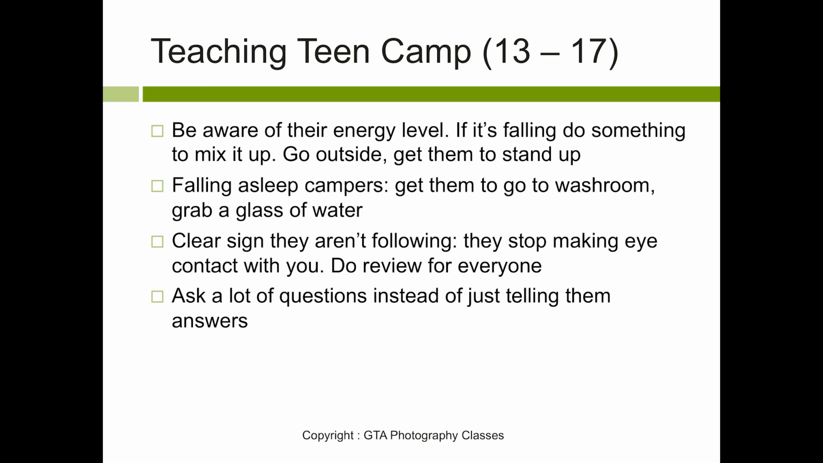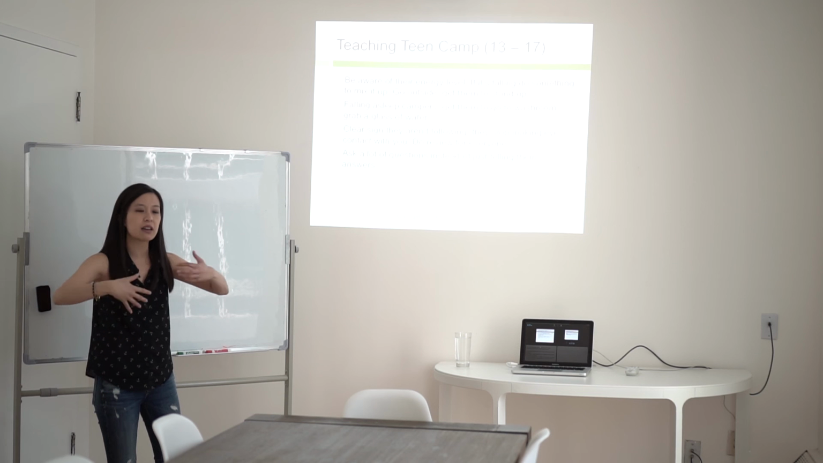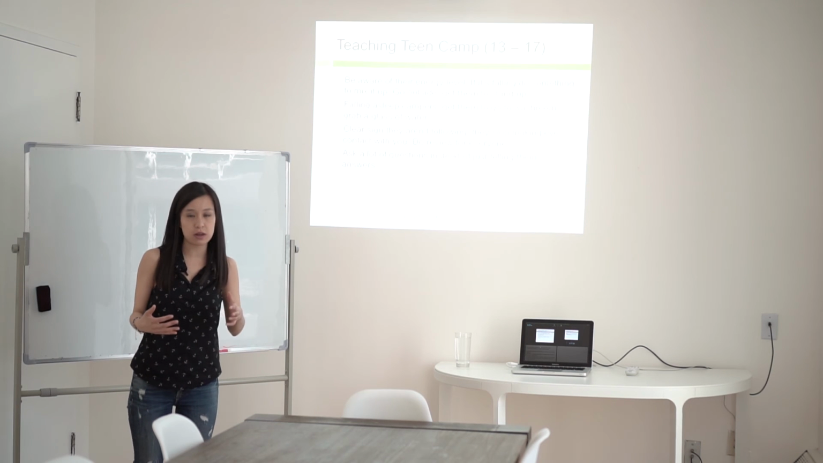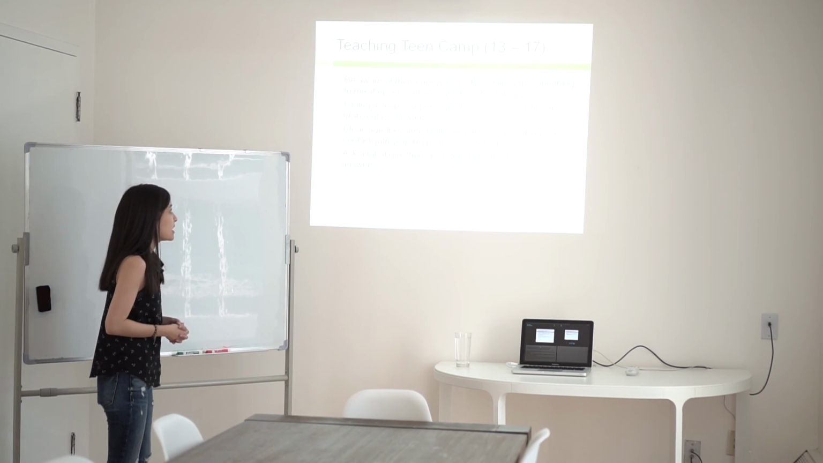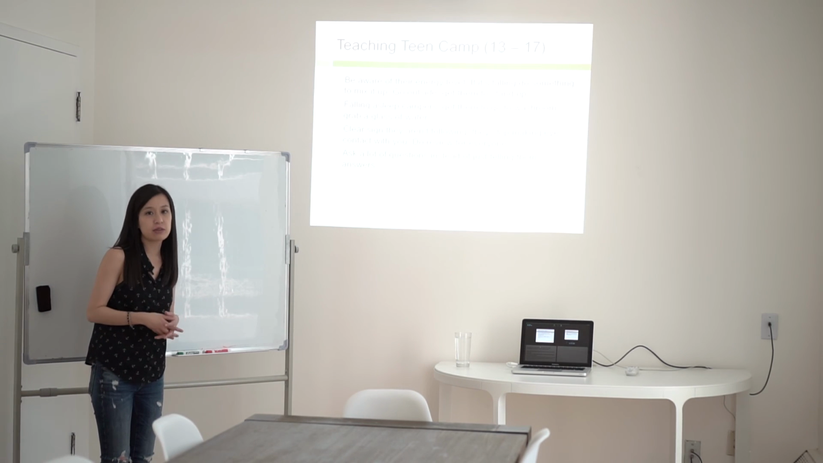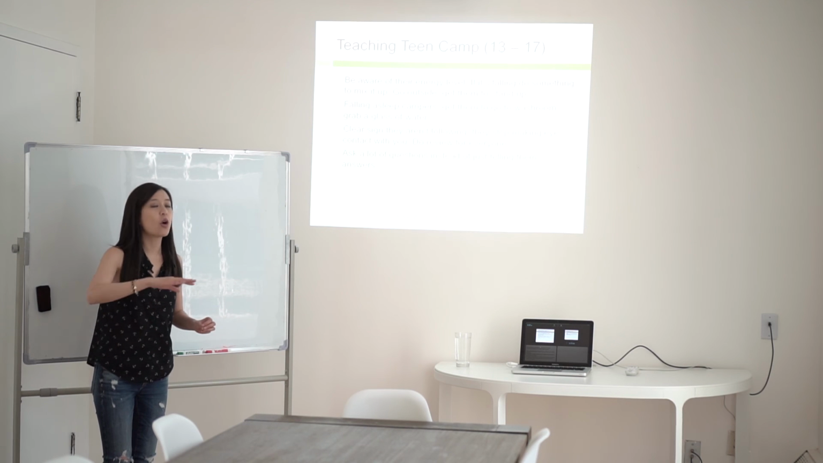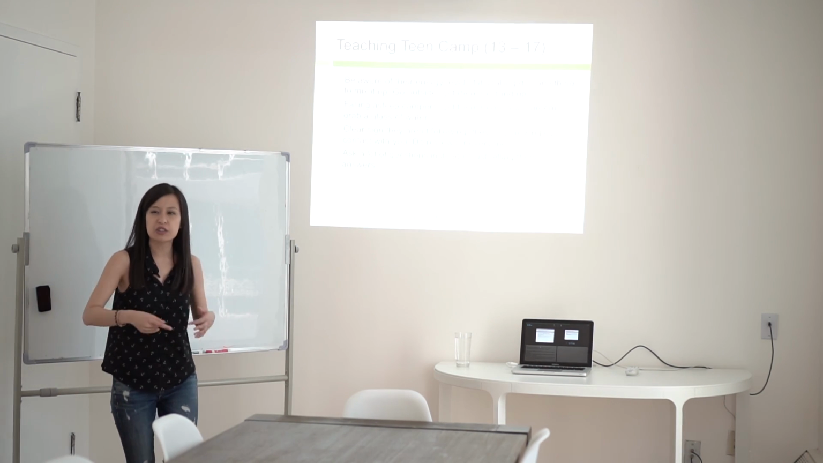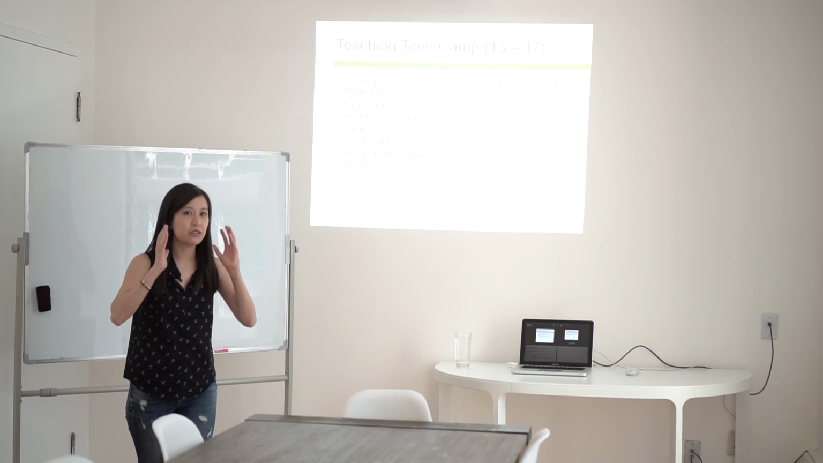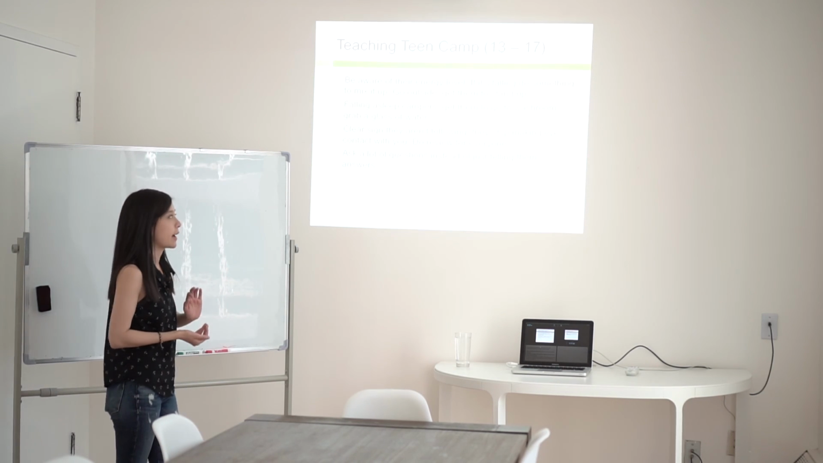And then a clear sign that teen campers specifically aren't following you is they'll stop making eye contact. So you'll be talking about shutter speed, you'll be getting them to switch settings on their cameras, and all of a sudden you'll look maybe at a couple campers and they're not looking at you now. That's a clear sign that they're not following. If that's the case, if you realize that some of your campers aren't following, one thing that you can do is you can go through review for the whole group. So you don't have to single them out, but you can say, you know what guys, let's stop right now and let's just do a review one more time. And then doing that review again might be able to catch them back up.